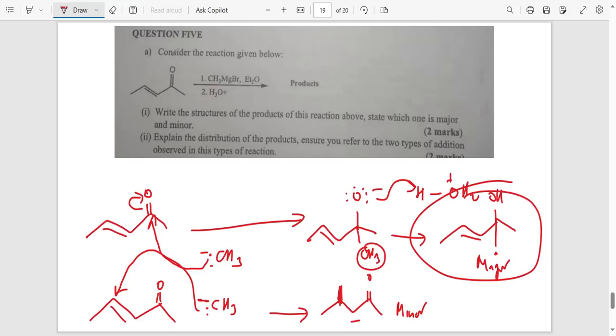So you have got the 1,2 addition, which is a minor product. Which one is a 1,2? We had added the methyl here. We had added the hydrogen here. They are just next to each other. When you add a group and the hydrogen to two ends of a double bond, you call that 1,2 addition. So 1,2 addition will produce the minor product. And then the nucleophilic attack of the Grignard reagent is the one to produce the major product.